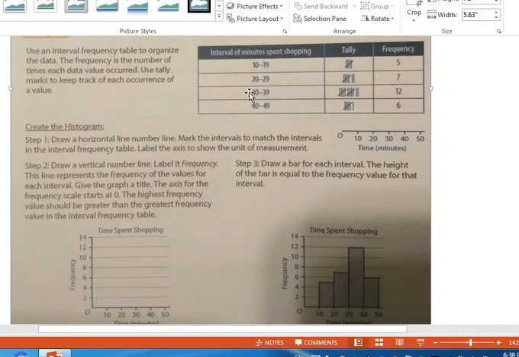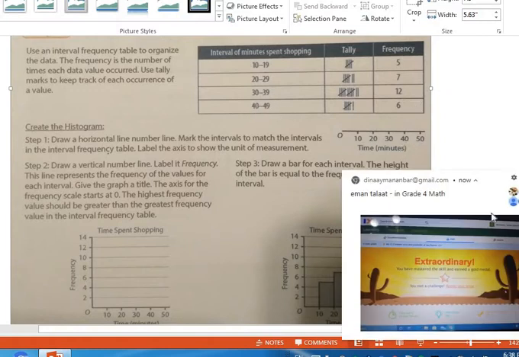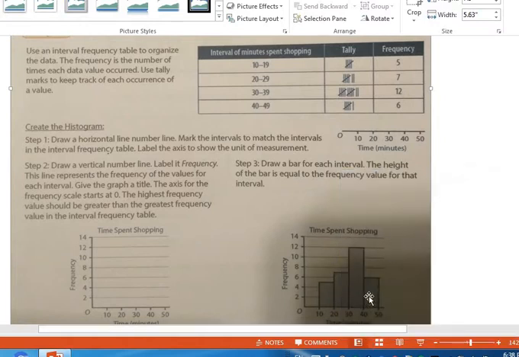Then from 30 to 39, I have 12. So I'll go up until I reach 12. From 40 to 49, I have 6. So I will draw until I get to 6. It's very easy.